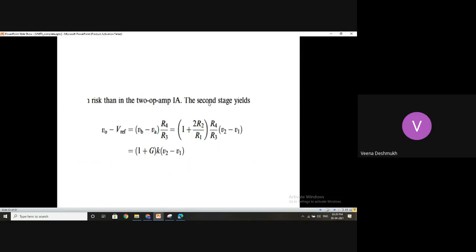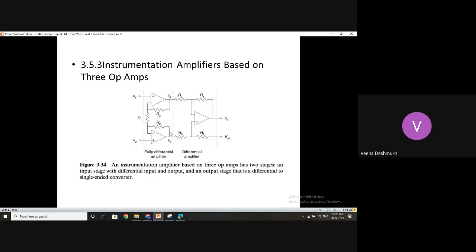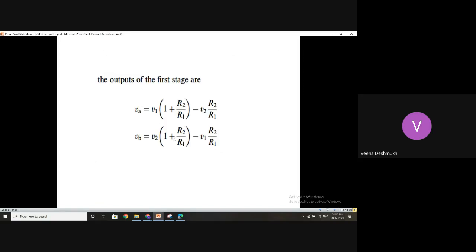So this is equal to, if you express it in terms of the inputs V2 and V1, what you get is VB minus VA. Here VB is the non-inverting terminal input and VA is the inverting one. So when you do VB minus VA, what you get is V2 into 1 plus R2 by R1, minus V2 into R2 by R1. That makes this V2 into 1 plus 2R2 by R1.